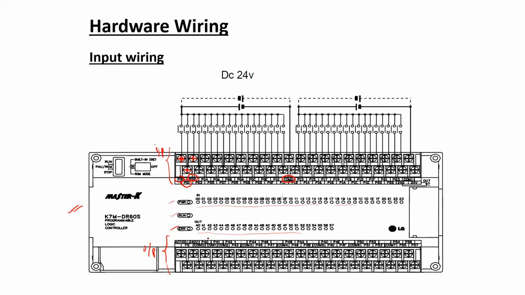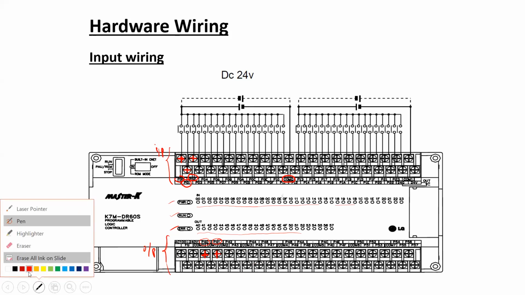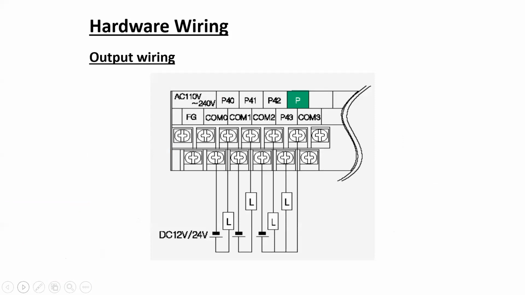Now this port P40 is this one, P41 is this one. In this way, the addressing of each output port is designated. Now, one thing you can see if it is zoomed in, like this, and this is the wiring which is shown for the output ports.